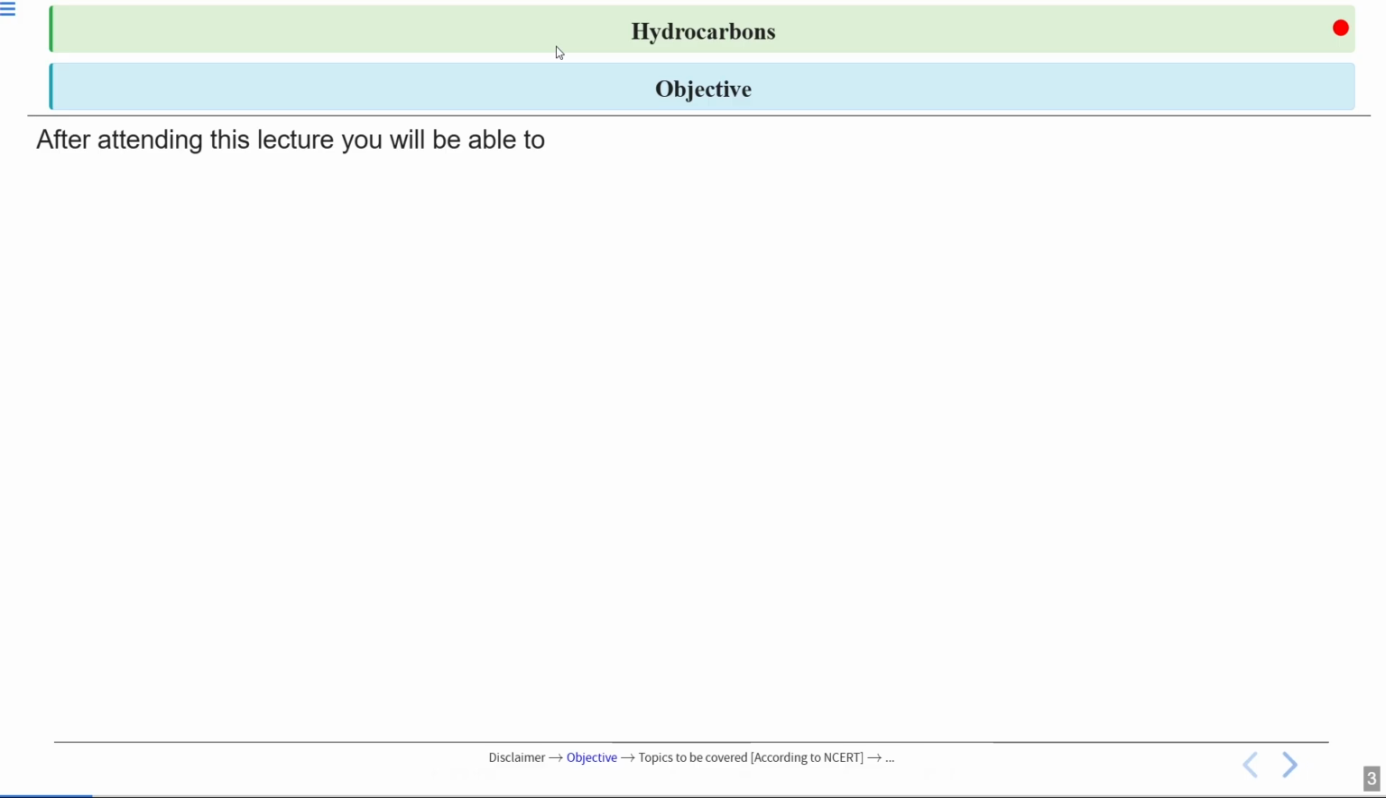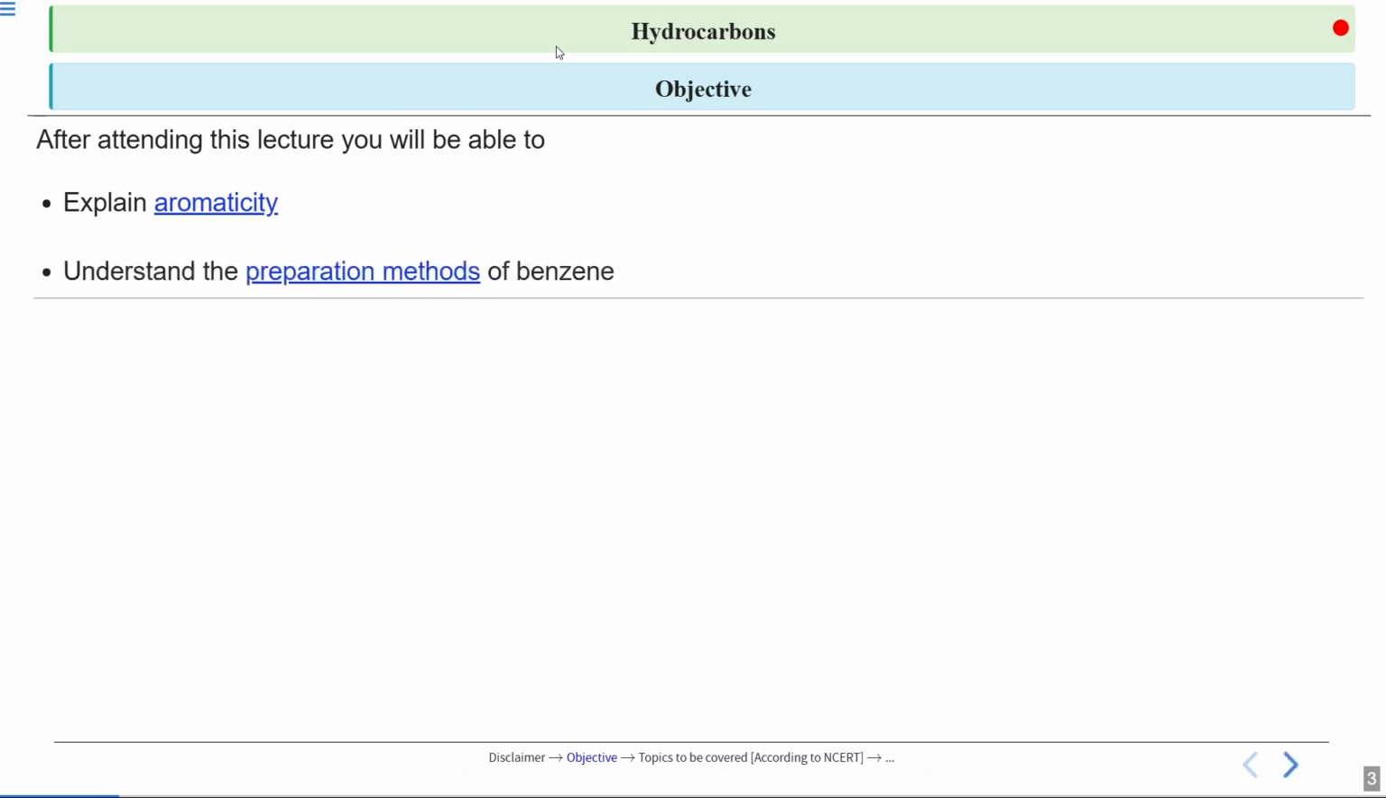Let us start by looking at what you will be able to do in this lecture. So our focus is on hydrocarbons, specifically the chemistry of benzene, I would say. So pay attention to the objective. The first one is to explain aromaticity. Aromaticity is a special property of some molecule like benzene, where electrons are shared in a way that makes the molecule extra stable. We will look at what makes a compound aromatic and why that is important in chemistry.